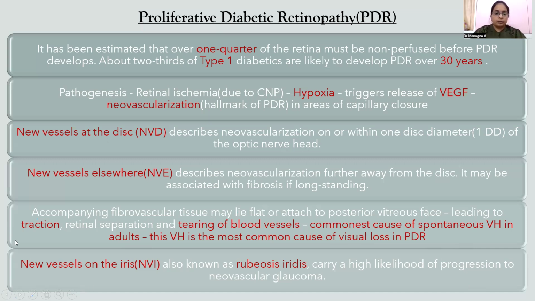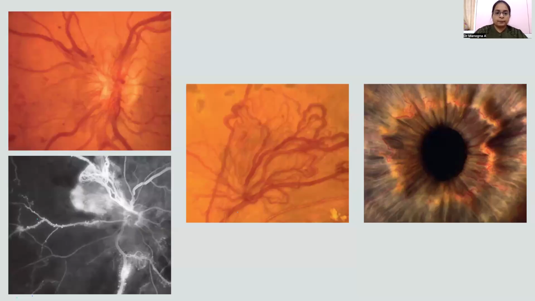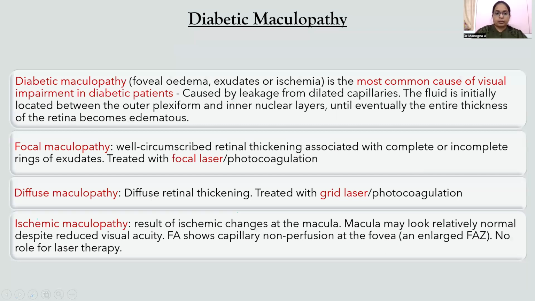So NVD, NVE, and in some patients, NVI also develops. NVI means new vessels on the iris. It is known as rubeosis iridis. So this causes neovascular glaucoma. And the commonest cause of rubeosis iridis is also diabetic retinopathy. Okay, this image is for your clear understanding. So this is NVD, neovascularization on the disc, and the FFA image of the same. The picture in the middle is NVE, that is neovascularization elsewhere, and the rightmost picture is NVI, that is on the iris.